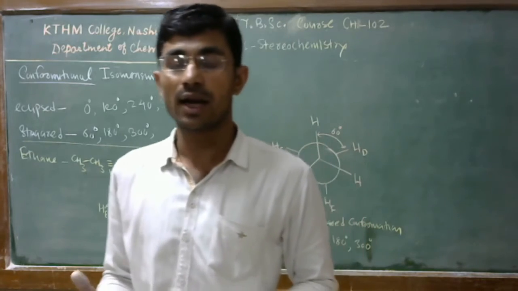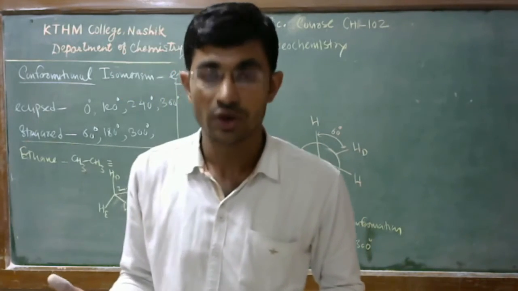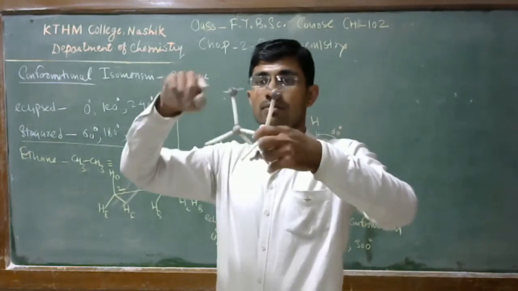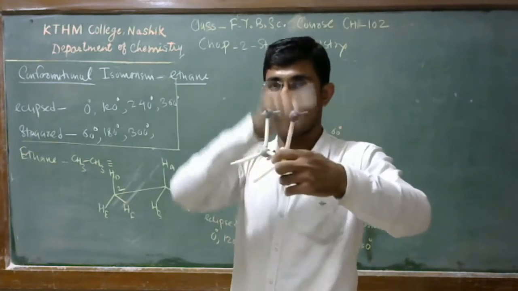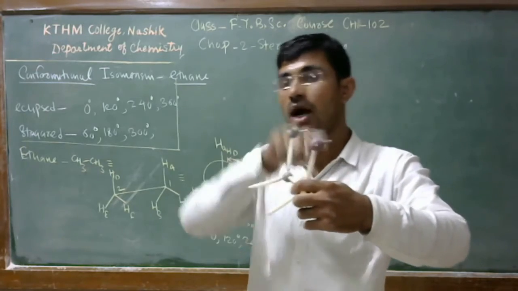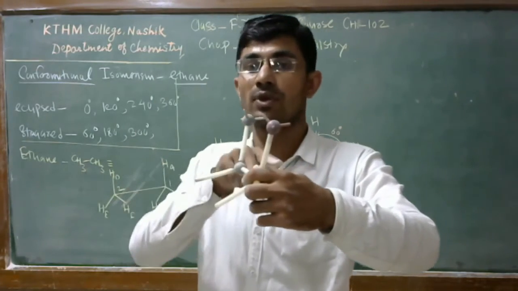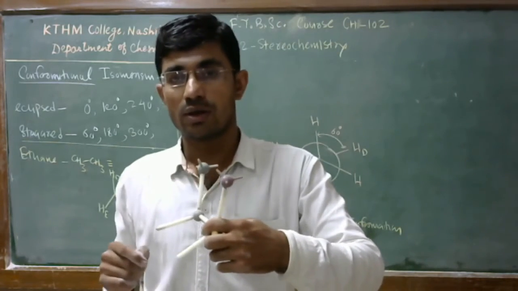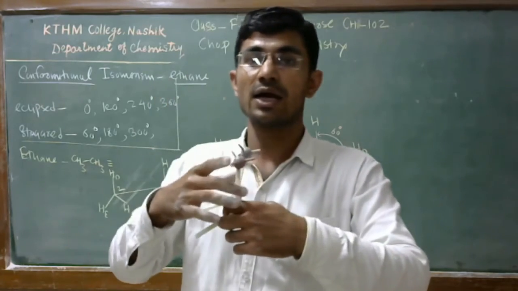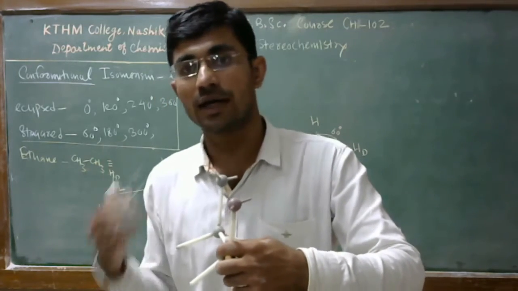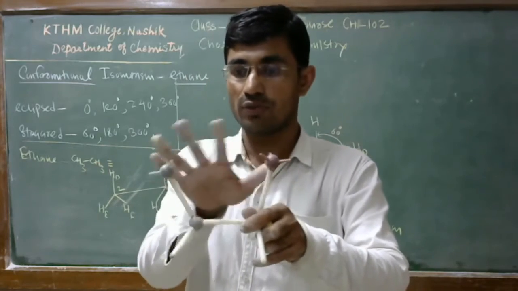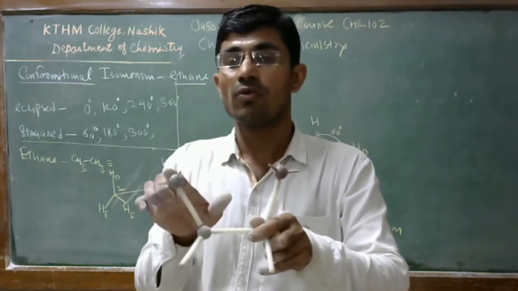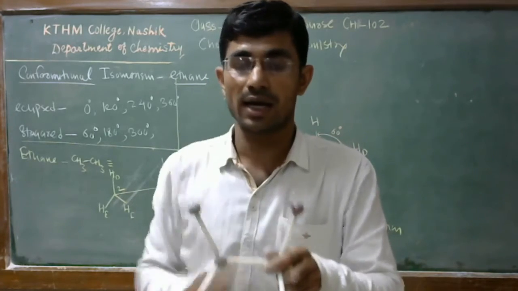So dihedral angle is changed from 0 to 360 during the carbon-carbon single bond rotation. So overall is the 360. Also dihedral angle is nothing but the angle between two non-bonded hydrogen atoms or groups. See here, this group. So what is between these two groups? That angle is nothing but dihedral angle.